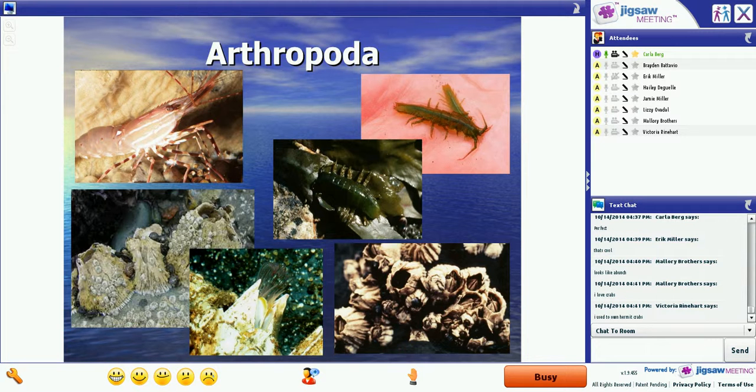And here are some other examples of arthropoda. We have some shrimp. We have some barnacles. The bottom three pictures on this slide are of barnacles. If you look at the one in the middle, you can see the little feathers coming up. Those are actually the hairs from a barnacle.